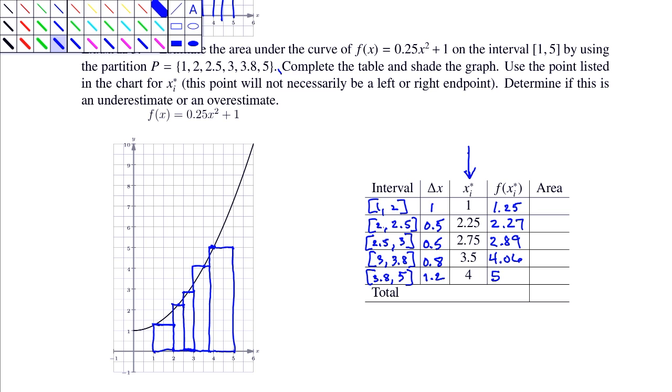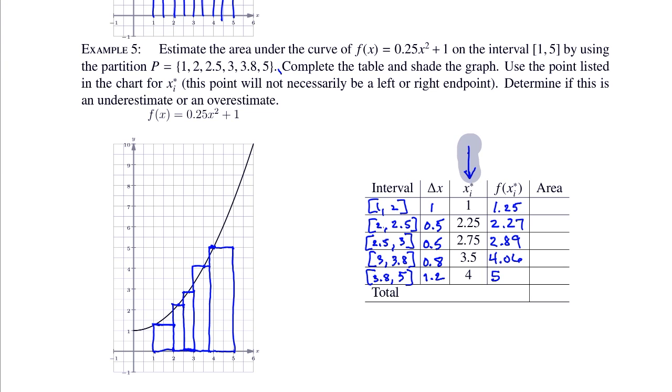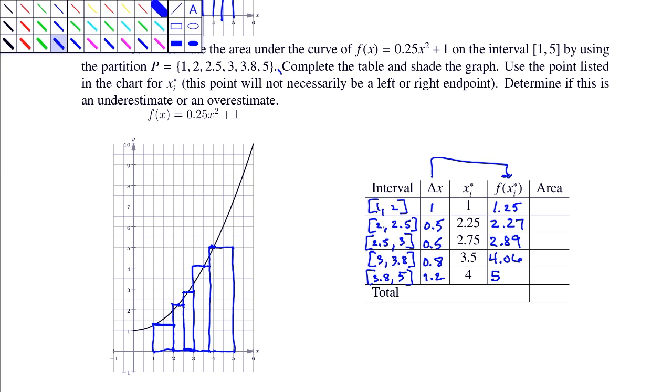Now take each of those f of xi star values and multiply them by the rectangle length or base. So it's delta x times f of xi star. First one is 1.25. The next one will be 1.13. And then 1.45. And then 3.25. And then 6. 13.08.